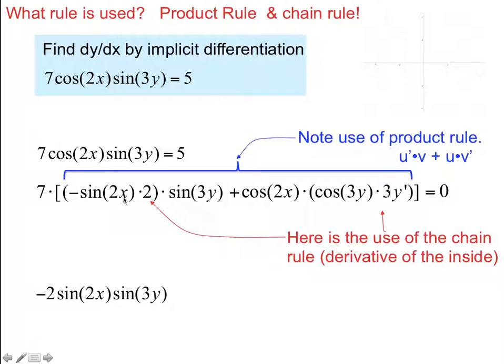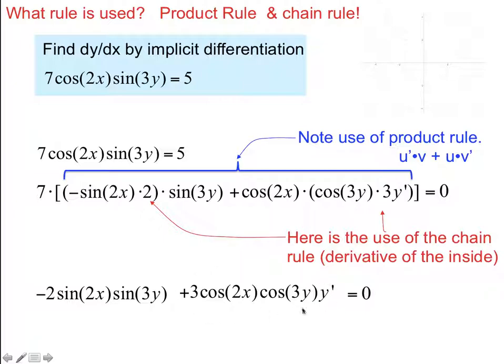Okay, so I'm going to clean this up here a little bit. So I have minus 2 sine 2x sine 3y. And I have plus 3 cosine 2x cosine 3y y prime. So I always hang the y primes over the end. And then it equals 0. So we lost the 7 here. So what we actually did here that I didn't put a step in is I actually divided each side by 7. And 0 divided by 7 is still 0.